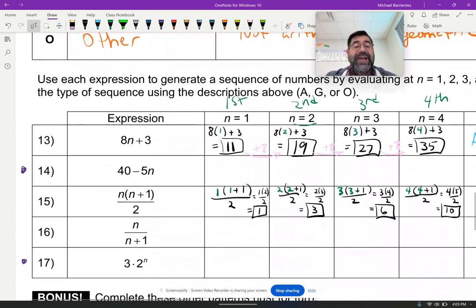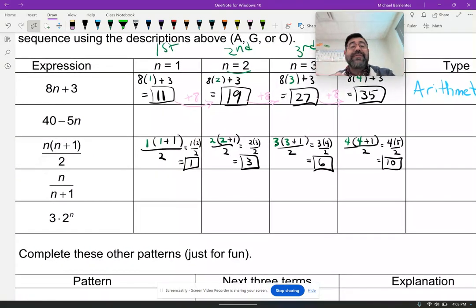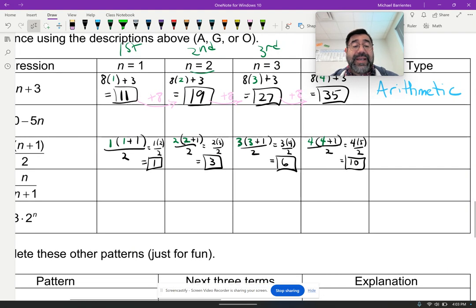So what we just found is that this formula will create each of those terms individually. All you have to do is plug in the position number. If I wanted the fifth term, I would plug in a 5. If I wanted the 10th term, I would plug in a 10, and I can figure it out. By the way, am I adding the same number every time? No. And so therefore, this would be an other.